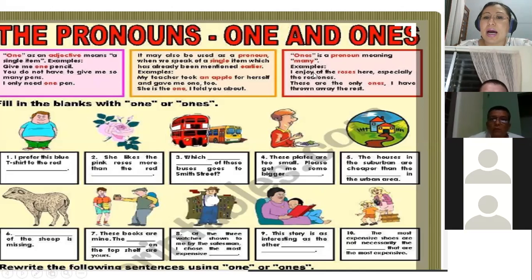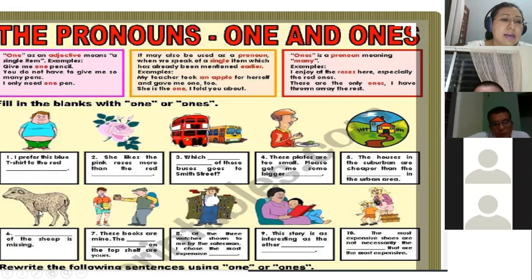For example, I enjoyed the roses here, especially the red ones, okay? The word ones replaced the word roses, okay? I enjoyed all the roses here, especially the red ones. These are the only ones I have. I threw away the rest, okay? These are the only ones, talking about roses. These are the only ones I have, I threw away the rest. Okay, esas son las únicas. Las demás las tiré o las hice a un lado, ¿verdad?